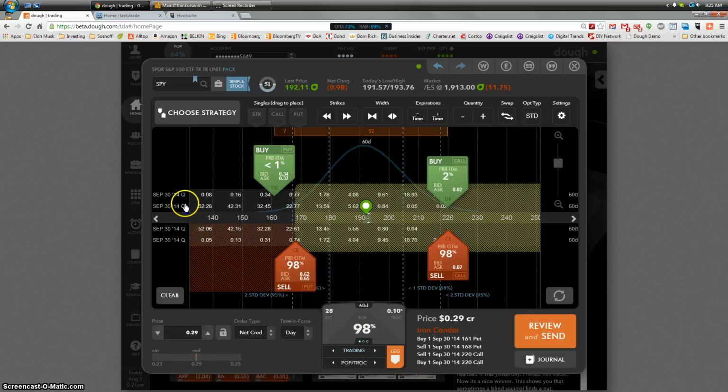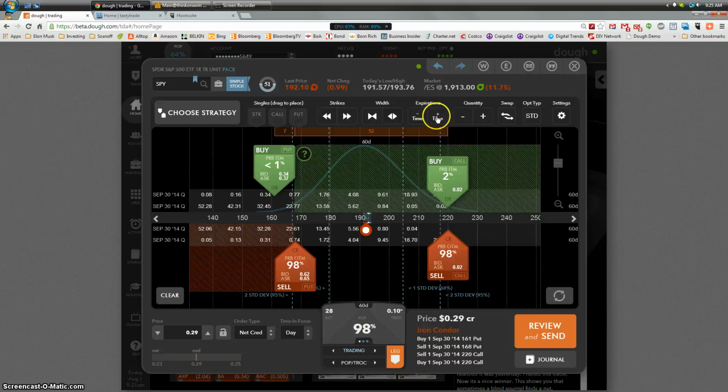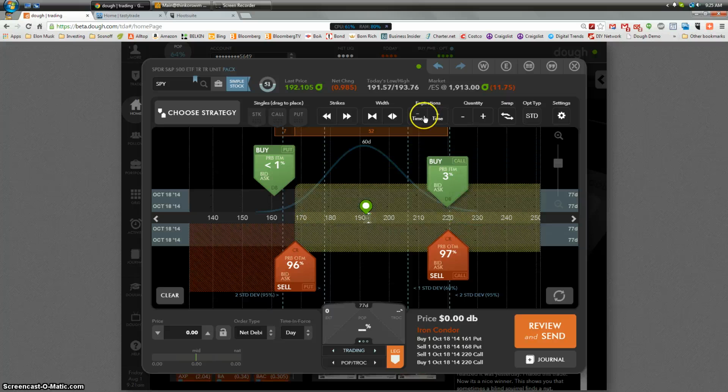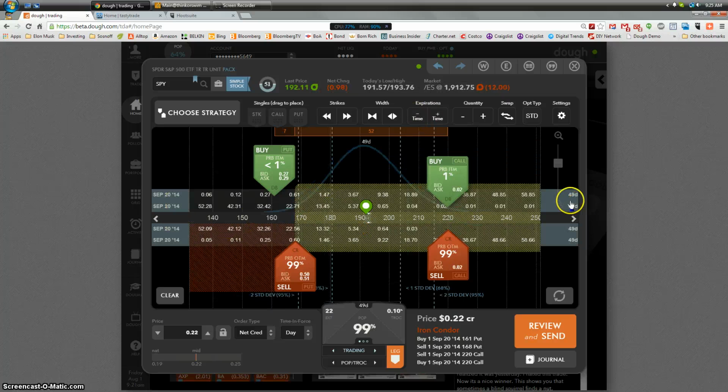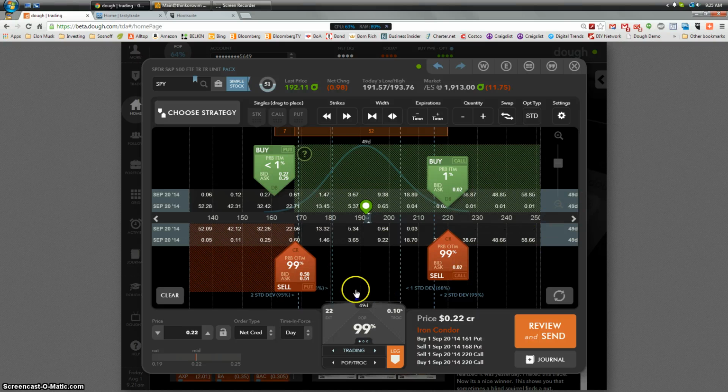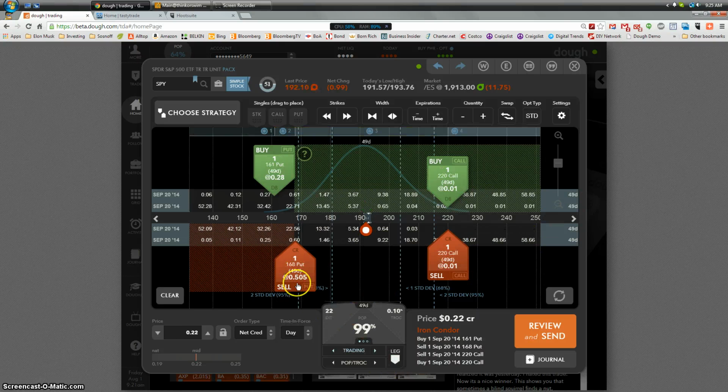So the first example I screwed up. All you want to do is click on expiration date up here, and you can change it to, oops, wrong way, you're looking for the September 30th monthly. Here you go. See, 49 days. So perfect. Look, we are 2 standard deviations out of the money. See right here?